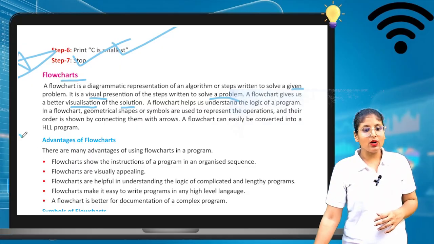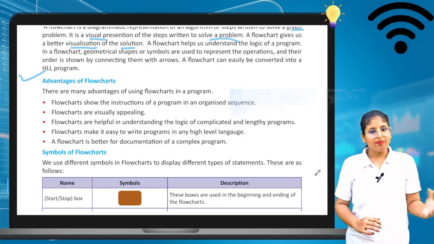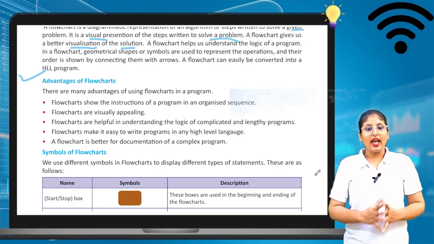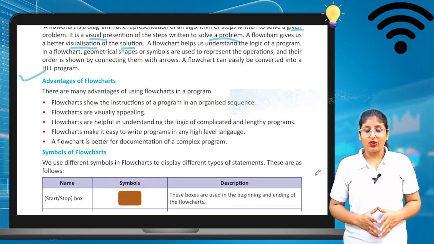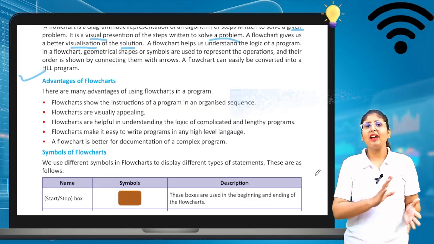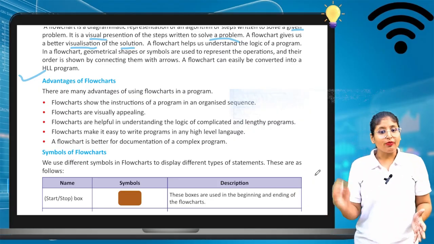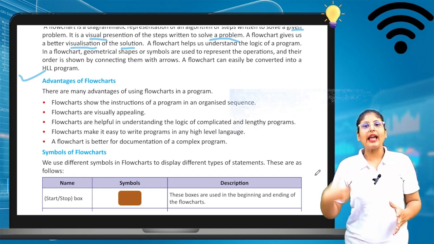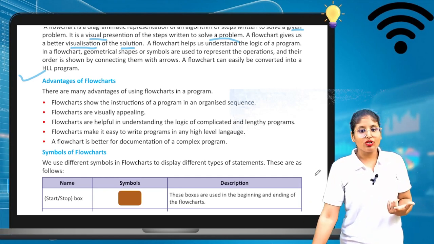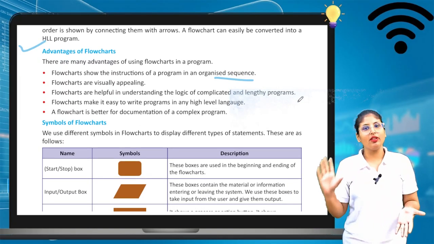Now we will see the advantages of a flowchart. There are many advantages of using a flowchart in a program. Let's see. First, a flowchart shows the instructions of a program in an organized sequence. So flowcharts give you everything in a very organized, sequential form.